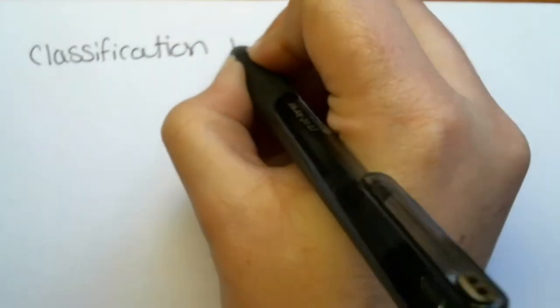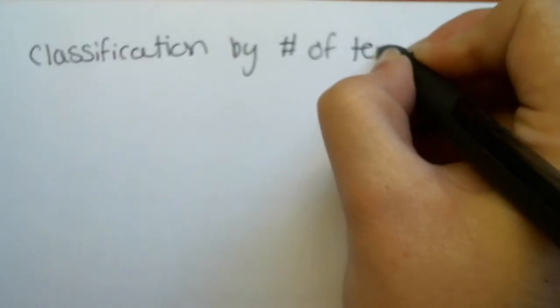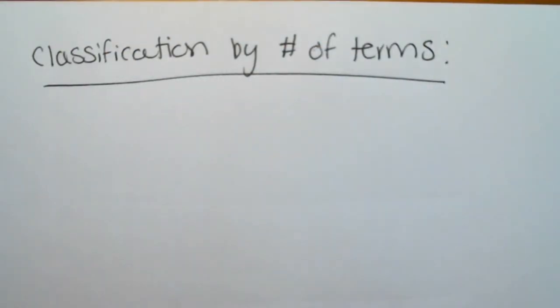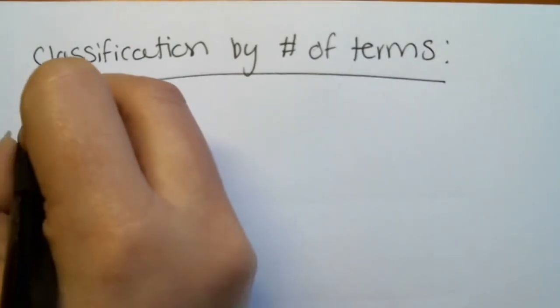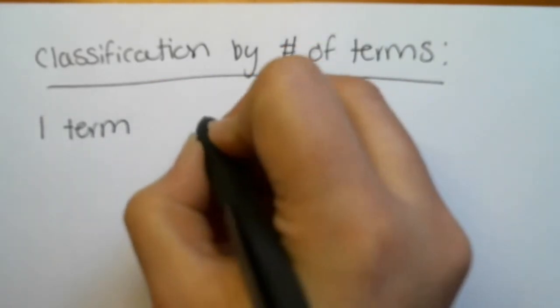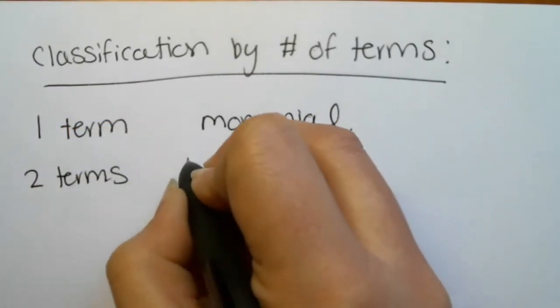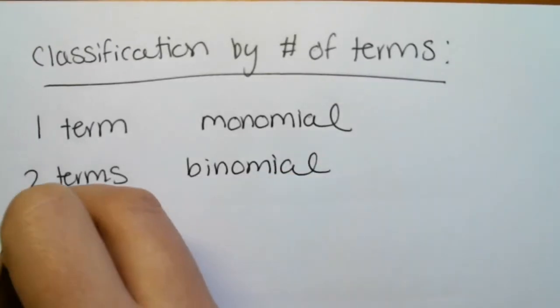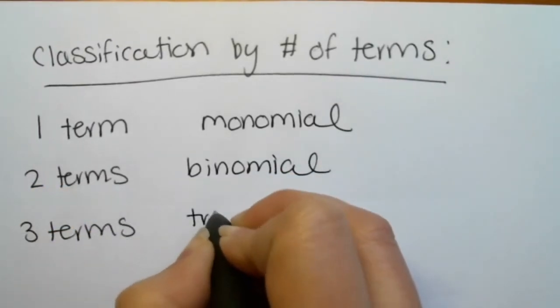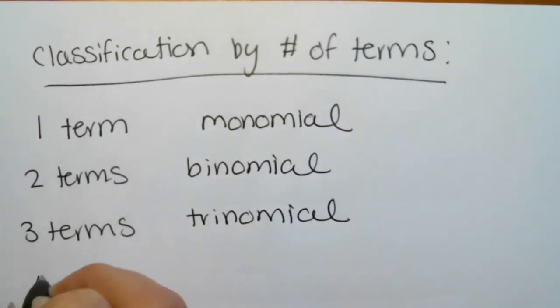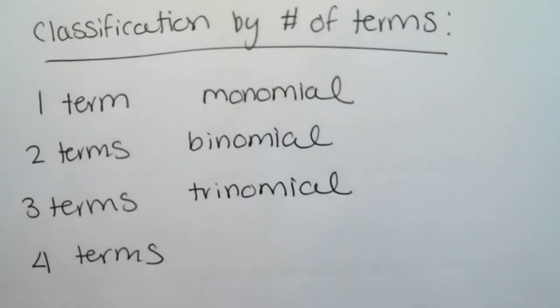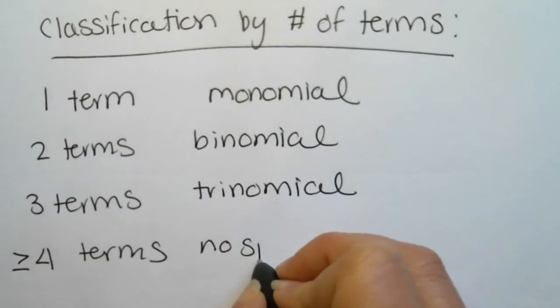Now, there's one more set of vocab words that go with polynomials, and that's that you can classify them by the number of terms. If you have one term, this is called a monomial. If you have two terms, this is a binomial. Three terms, this is a trinomial. Four terms or more, there's no special name for this.